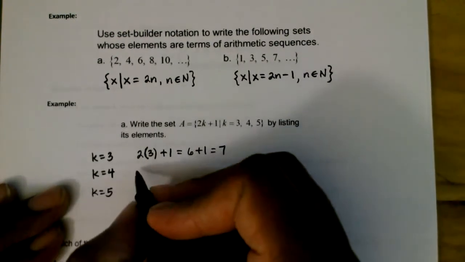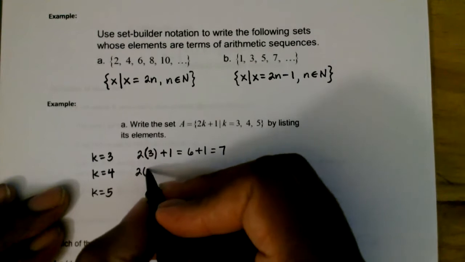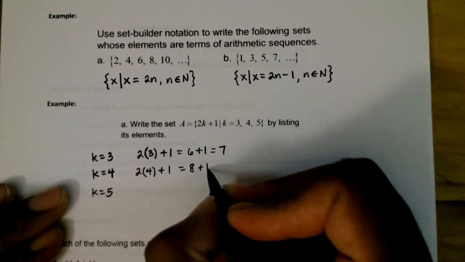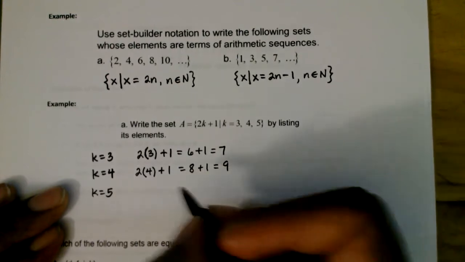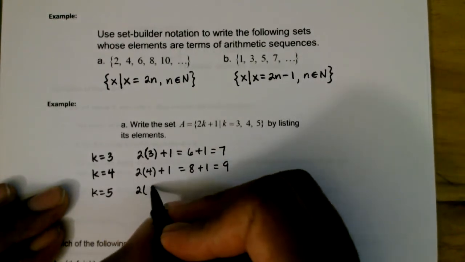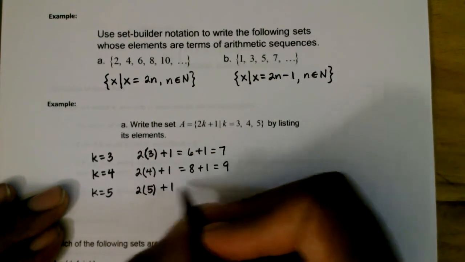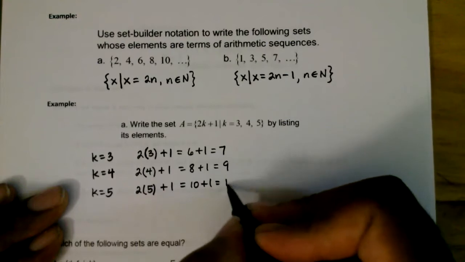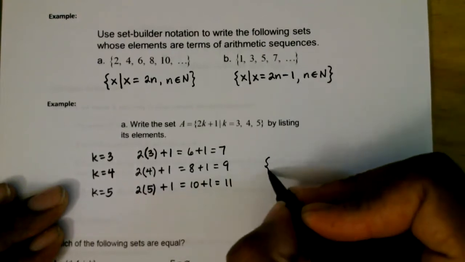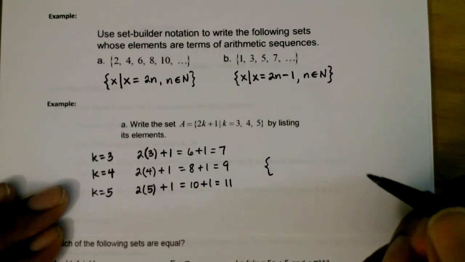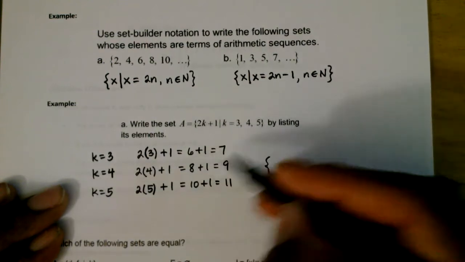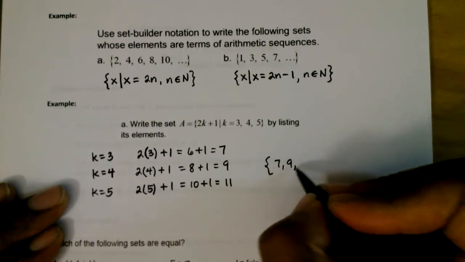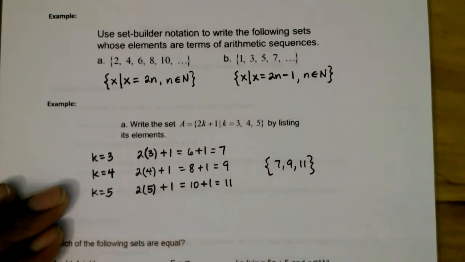And then for k is equal to 4, this will be 2 times 4 plus 1. That would be 8 plus 1, which is 9. And then for k is equal to 5, this will be 2 times 5 plus 1. 2 times 5 will be 10. 10 plus 1 is 11. So using the listing method, this set builder notation will just have the elements 7, 9, and 11. That's all there is to it.